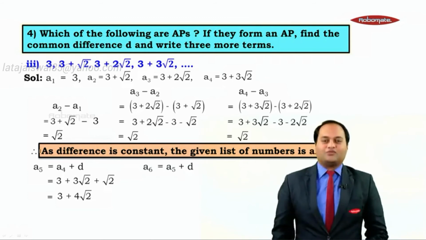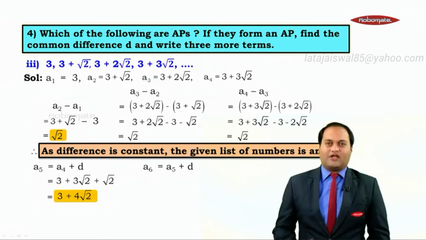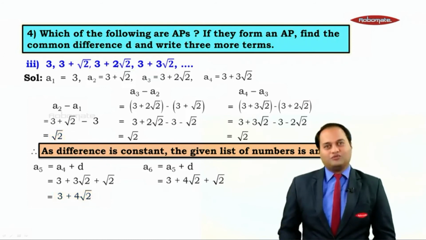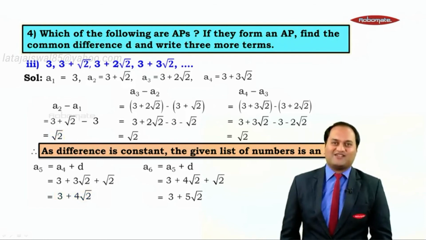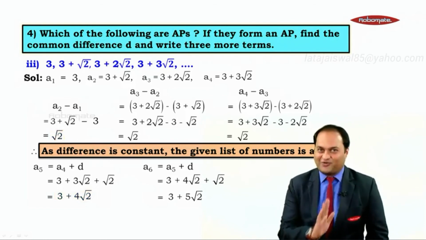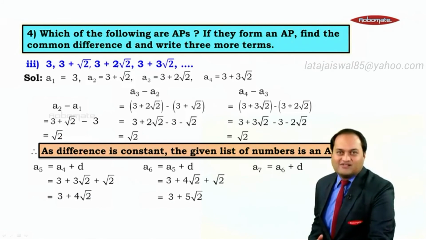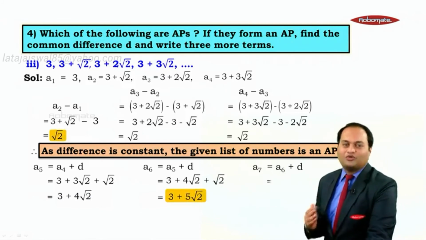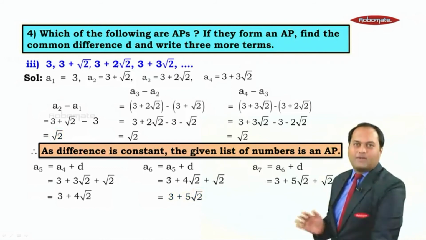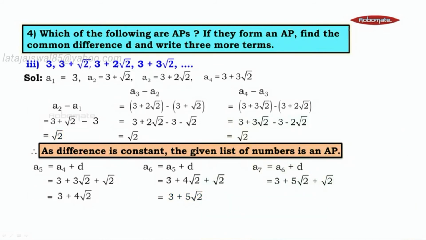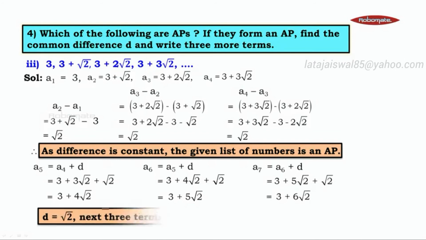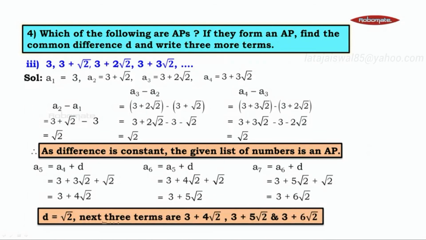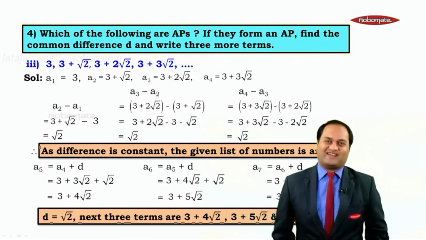Clear? Let's move on. A6 will be A5 plus D. That's 3 plus 4 root 2 plus root 2. 4 root 2 plus root 2 will be 5 root 2. So the answer is 3 plus 5 root 2. Again, don't write it as 8 root 2. Right? Next is A7, equal to A6 plus D. That's root 2 plus 3 plus 5 root 2. Now 3 plus 5 root 2 plus root 2 will become 3 plus 6 root 2. Again, don't write it as 9 root 2. Right? So the final answer: D is equal to root 2 and the next three terms are 3 plus 4 root 2, 3 plus 5 root 2 and 3 plus 6 root 2. As simple as that. Right?